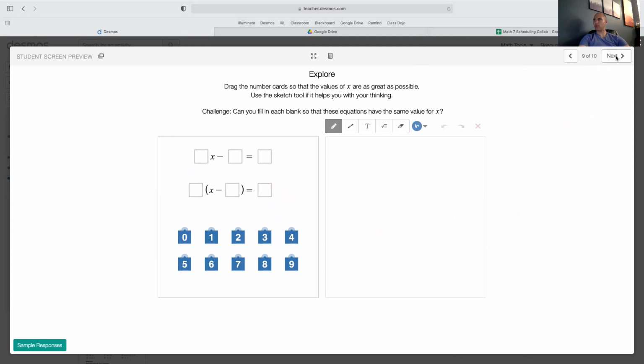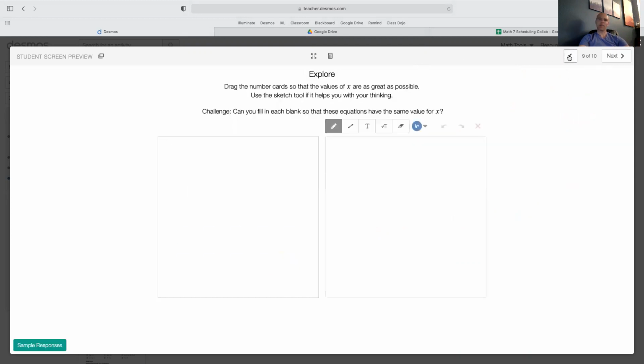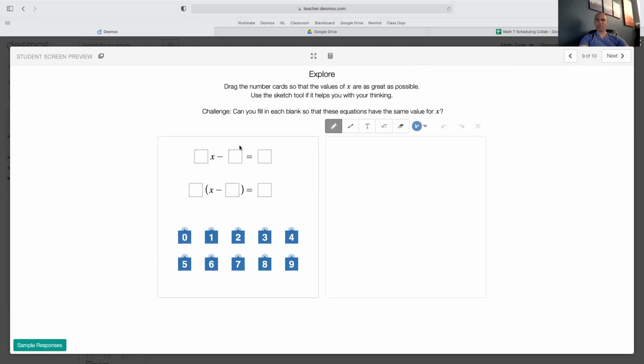All right, let's see what we got here. The Explore. Oh, I haven't looked at how to do these. I hate trying to do these on the fly in the video because they're hard. Let's see here. Drag the numbers so that the values of x are as great as possible. Use the sketch tool if it helps you with your thinking.